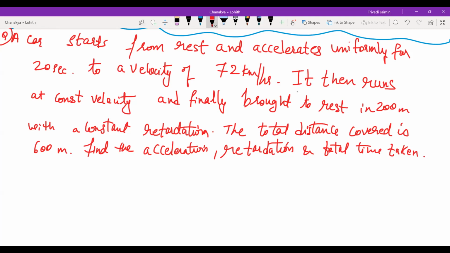So initially u is 0, half a t square. So t square is 400. 400 divided by 2 is 200. So distance should be 200 meters. So that is what I am thinking. While solving, let's see what is coming.